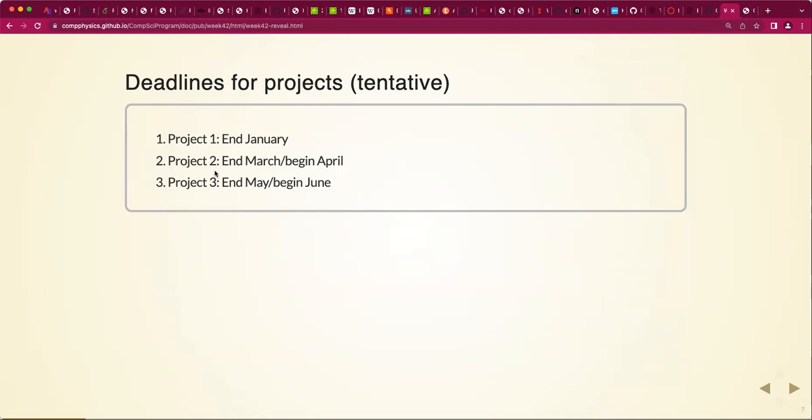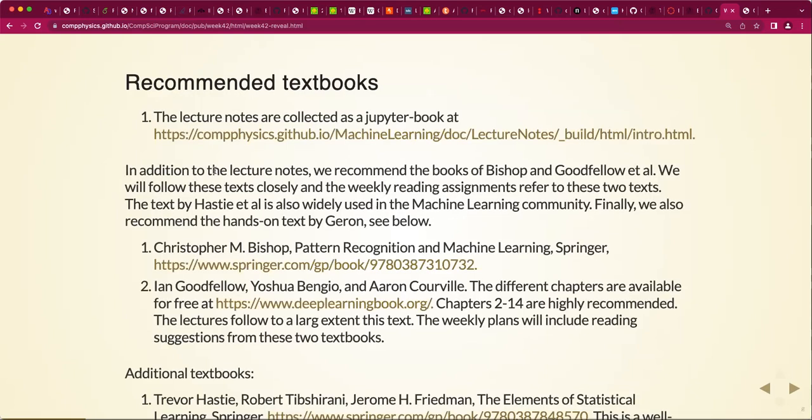We want this to be as research-based as it can be. At the same time, if you feel not comfortable with that, you can just follow the recipes which we outlined for the projects. So there's maximum flexibility.